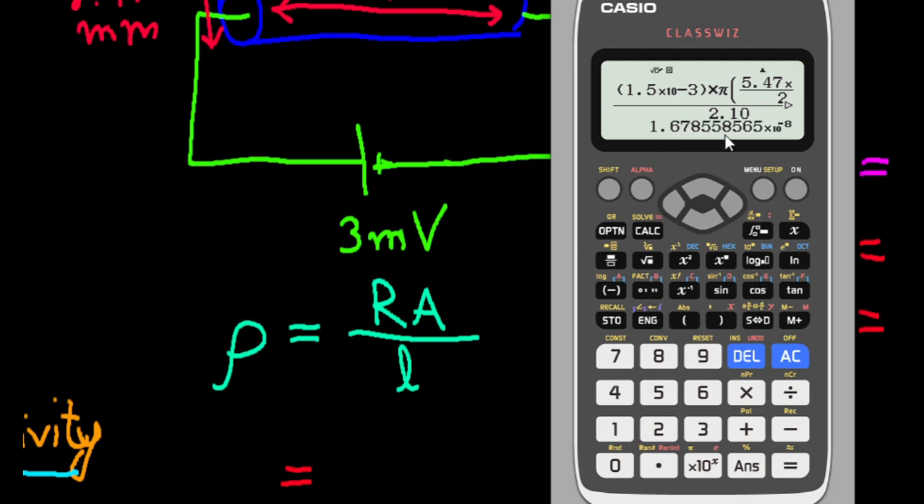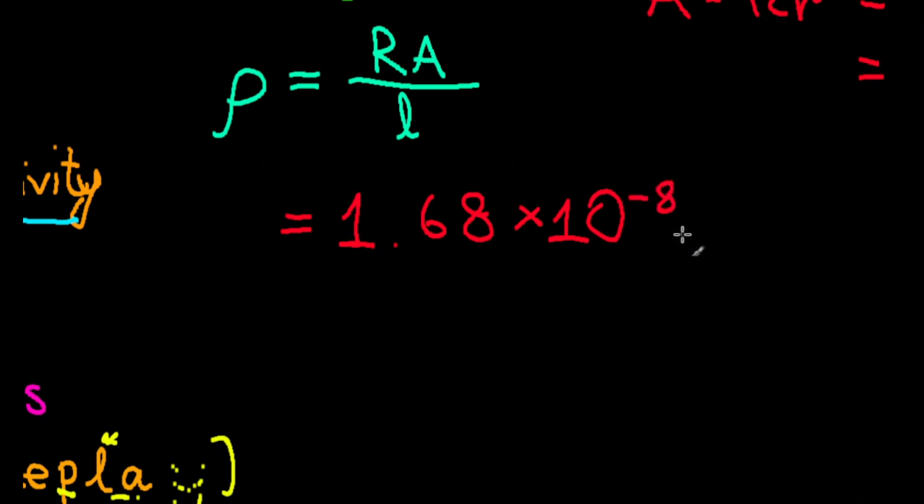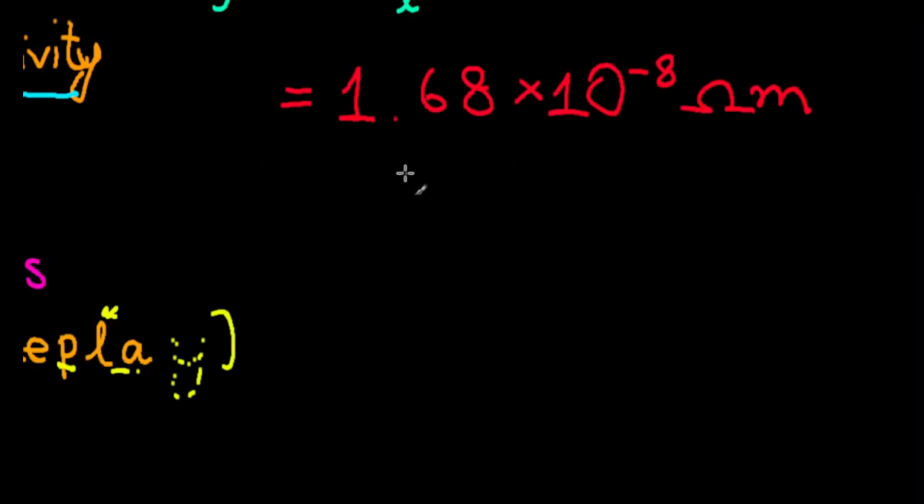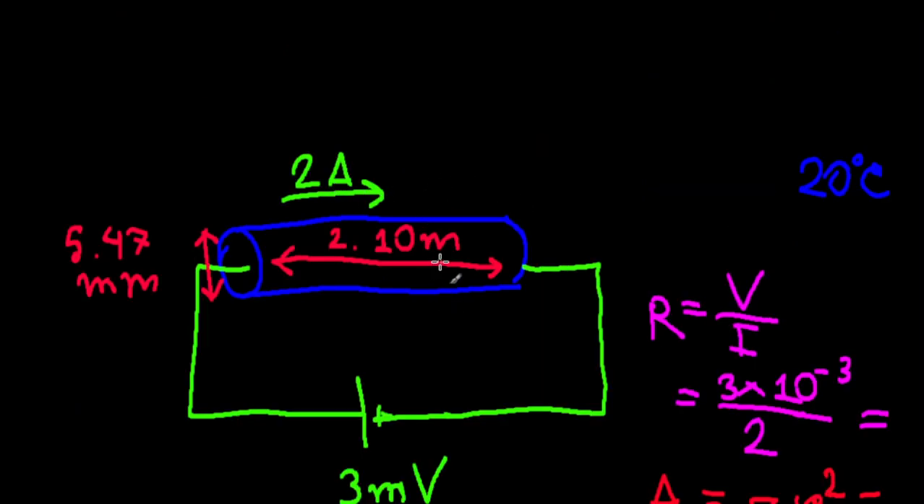So this gives me, rounded to three significant figures, 1.68 times 10 to the power minus 8 ohm meters. We worked in SI units all along, so this should be ohm meters. So we found our resistivity, and the question also included finding the metal itself.